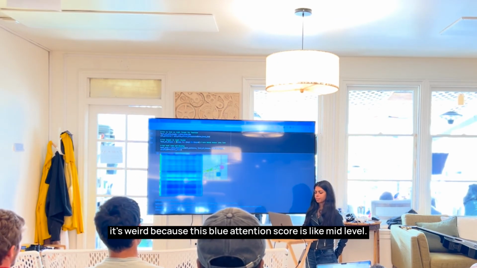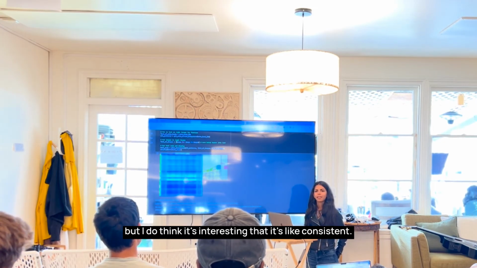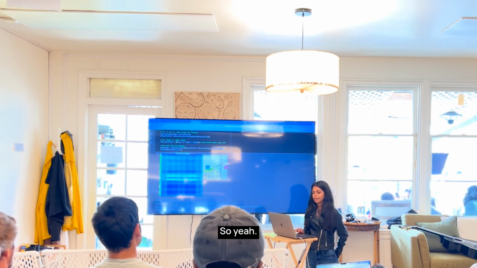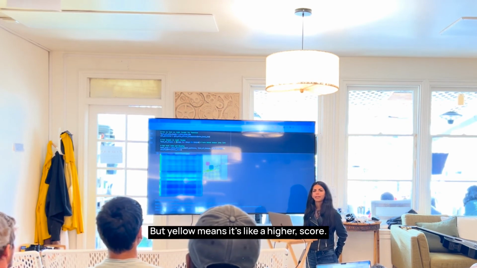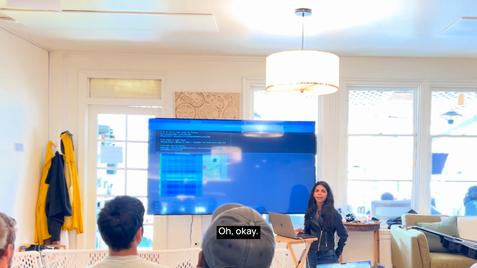It's weird because this blue attention score is mid-level, but I do think it's interesting that it's consistent. Like on the score, they normalize the scores, aren't they? Yeah, but yellow means it's a higher score. So is this before you do the normalization? This is before the softmax. Oh, okay. Before the softmax.